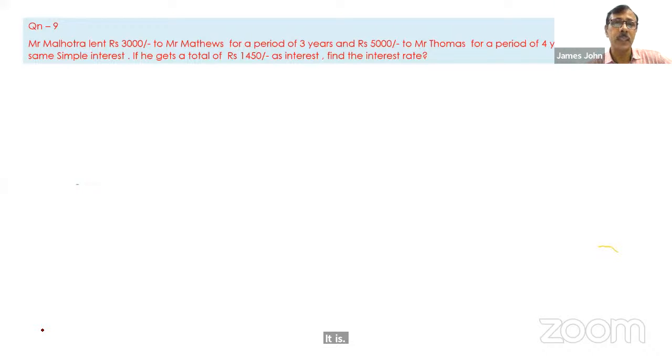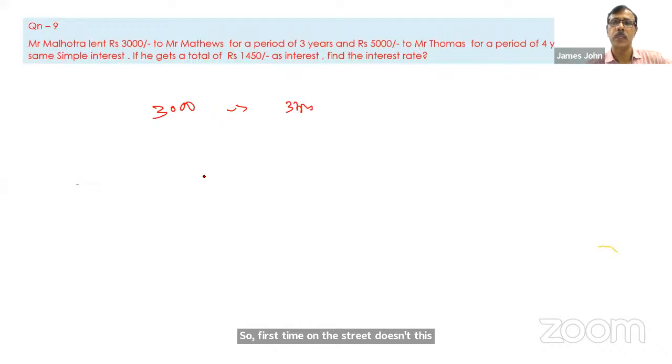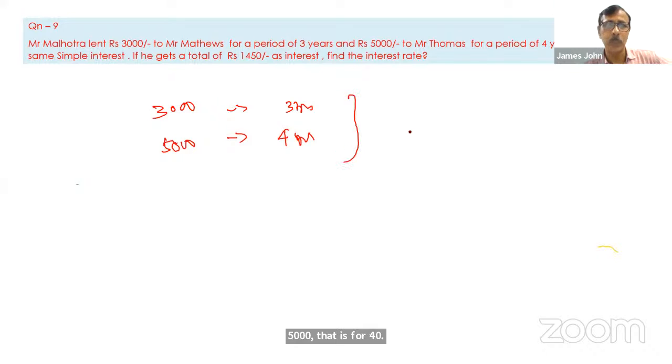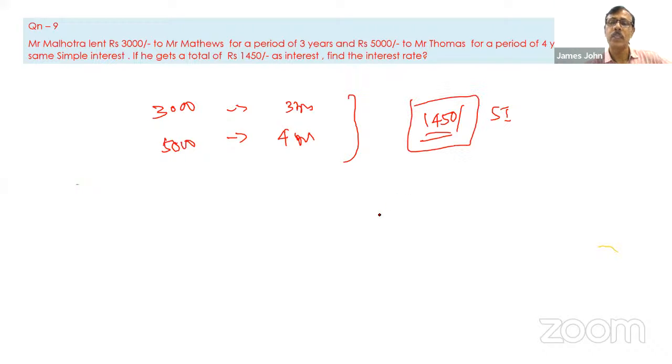See, Malhotra lent 3,000 to Matthews. So the first amount is 3,000. This is lent for a period of 3 years. And another person, he has lent 5,000 for a period of 4 years. And put together from both the persons, he got an amount of 1,450 as interest. And he is charging only simple interest. So 1,450 is the simple interest. What is the rate of interest?